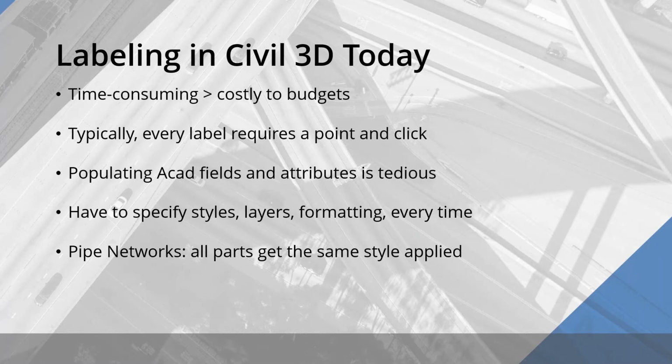Now we're focused on pipe networks today. So specific to that, when we add all the parts, there are some decent features in there where you can add and label, say, all your structures in a profile view at one time. But every structure gets the same label style. You do the same in plan, okay? But the problem is that everything gets the same label style, and you can only do it one profile view at a time, right? One network at a time. And it ends up being a fairly tedious process.